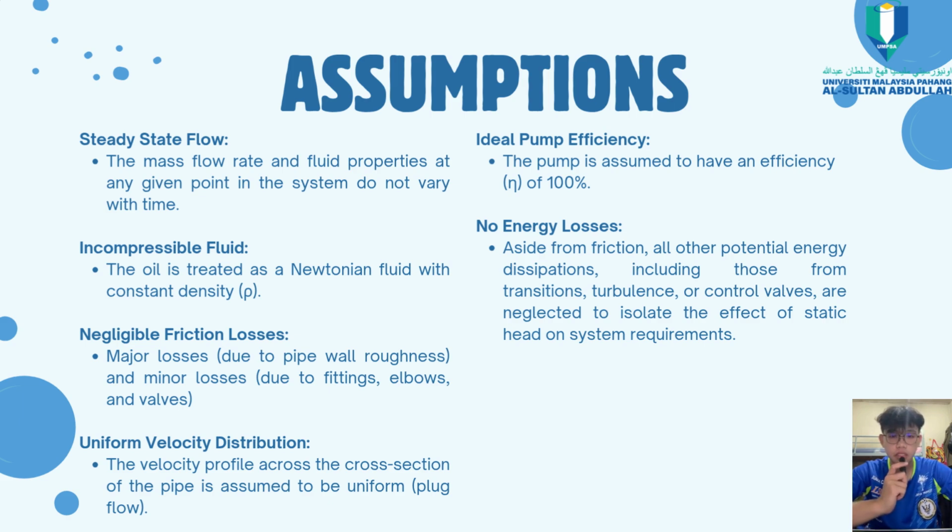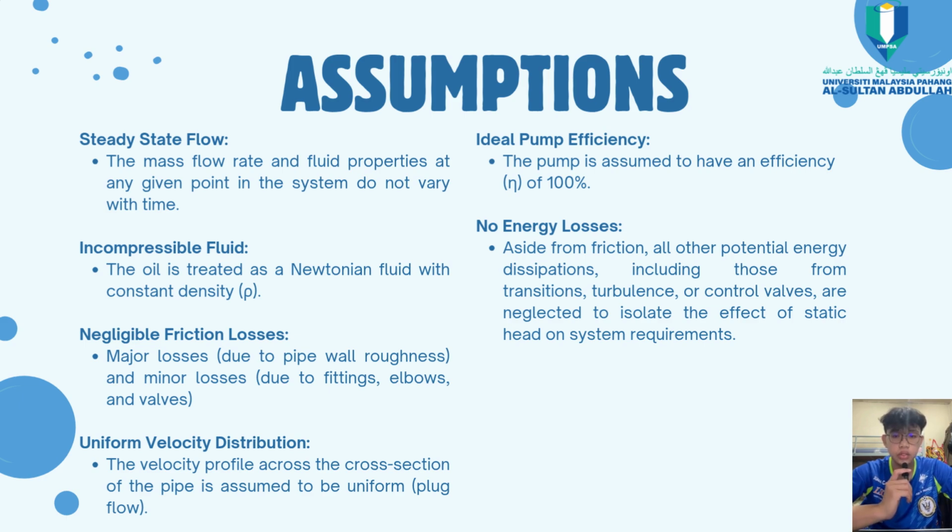So basically, the mass flow rate and the fluid properties at any given point in the system do not vary with time. This allows for the use of the Bernoulli equation without temporal derivative terms. Second, we have the incompressible fluid. The oil is treated as a Newtonian fluid with constant density. As the pressure variations in this system are not extreme, the density changes are considered negligible. Third, we have the negligible friction losses.